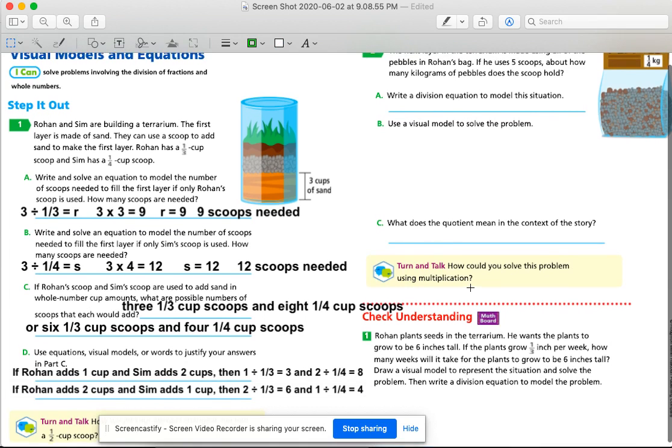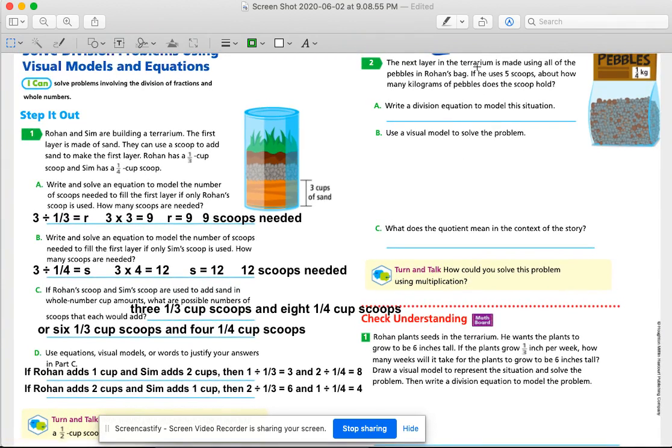For the next part of the problem, the next layer is made up of the pebbles, and we can see here it is 1/4 kilograms from Rohan's bag. If he uses 5 scoops, about how many kilograms of pebbles does the scoop hold? Write out your division equation. Show a picture, okay? Show me the entire kilogram. Show me it in fourths, okay? Divide it up into fourths, and then divide it up by the 5 scoops.